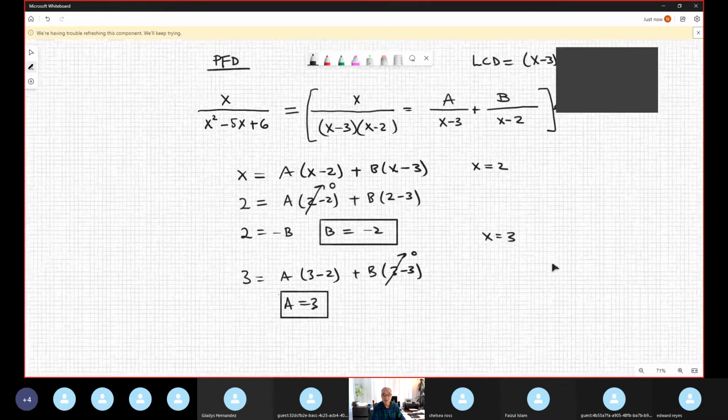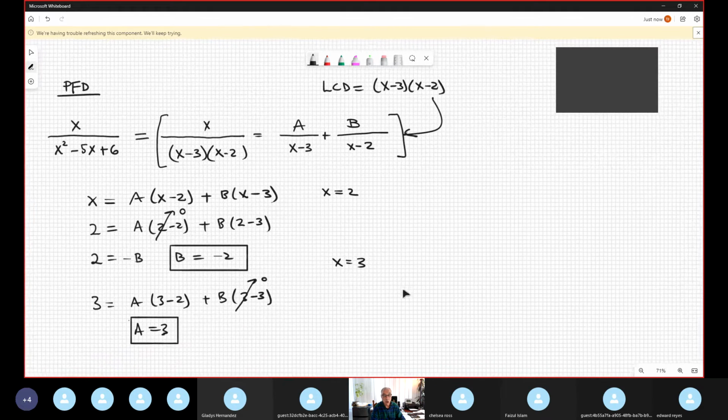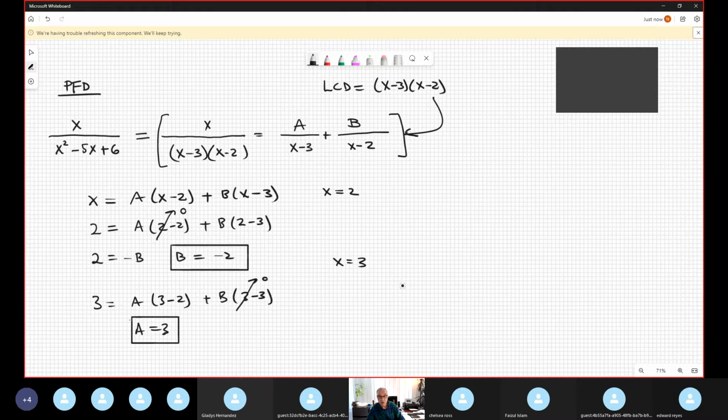When you finish that, you find A and B, you declare the expression given at the beginning. I discovered that one process gets called partial fraction decomposition. I put equal sign, you put here, A is 3, sorry, 3 over x minus 3. And B is negative 2, so you put the minus either way, guys. There, negative 2 over x minus 2.